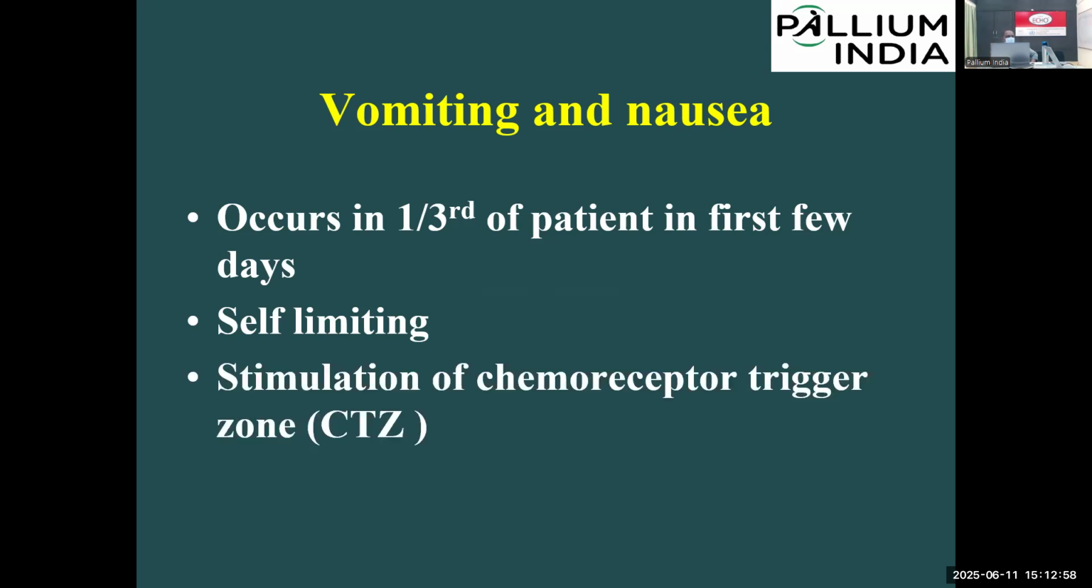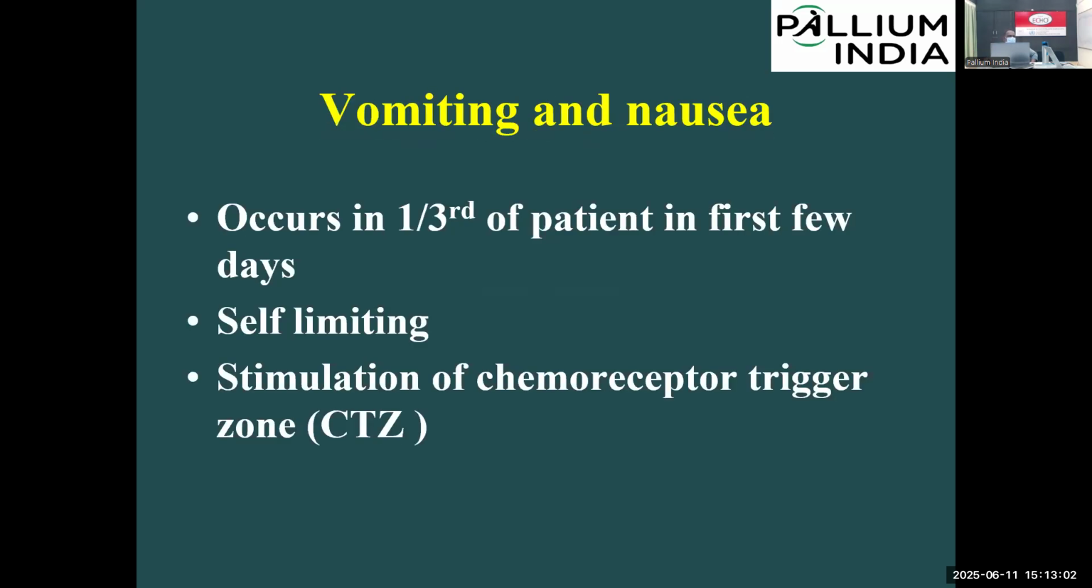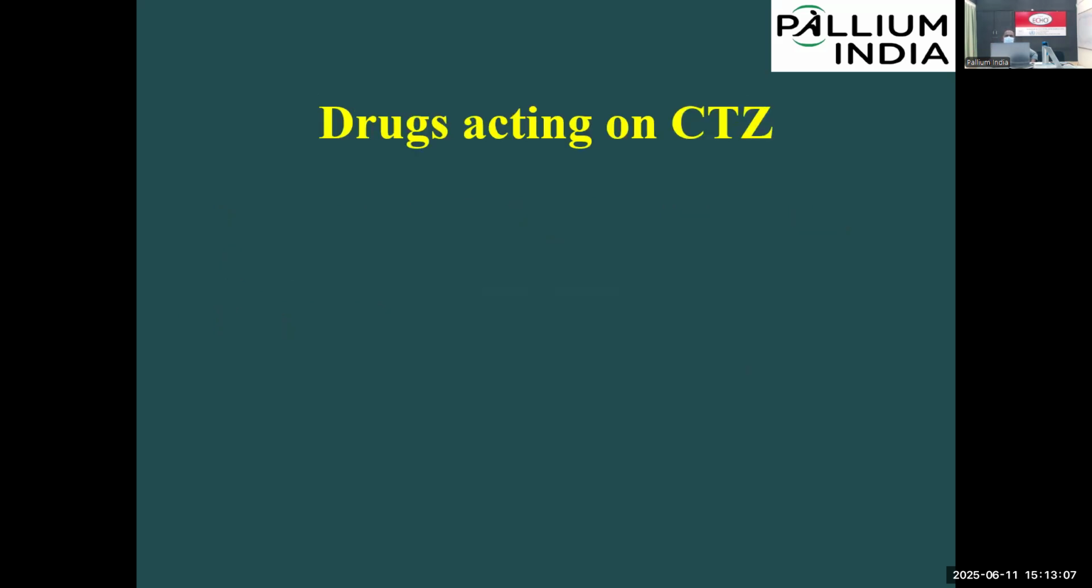And this is something to block receptors in CTZ. And in CTZ, there are dopaminergic type 2 receptors, D2 receptors. And that's why you use haloperidol and metoclopramide to block these receptors on chemoreceptor trigger zone.